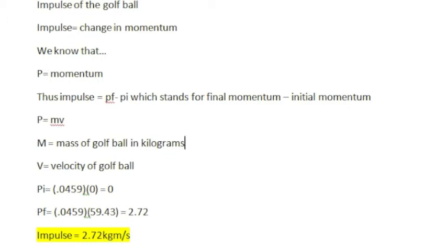In this equation, Pi, or initial momentum, is equal to 0.0459 times 0, which equals 0, and the final momentum is equal to 0.0459 times 59.43, which equals 2.72. Thus, the impulse is equal to 2.72 kilogram meters per second.